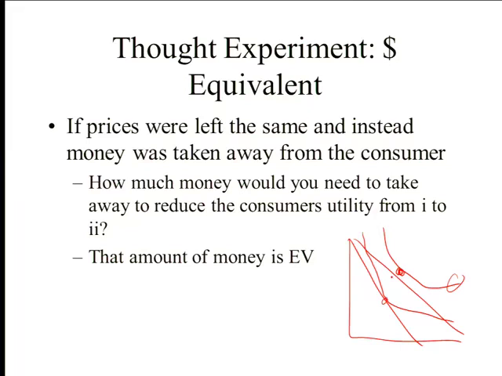So there are two equivalent ways to get to the less happy situation. Way one, the reality, the price went up. Way two, the thought experiment, money got taken away. The amount of money that you would take away to get the consumer to the same lower indifference curve you have with a higher price, that amount of money is equivalent variation. That's an exact measure of what that price change was worth to that consumer.